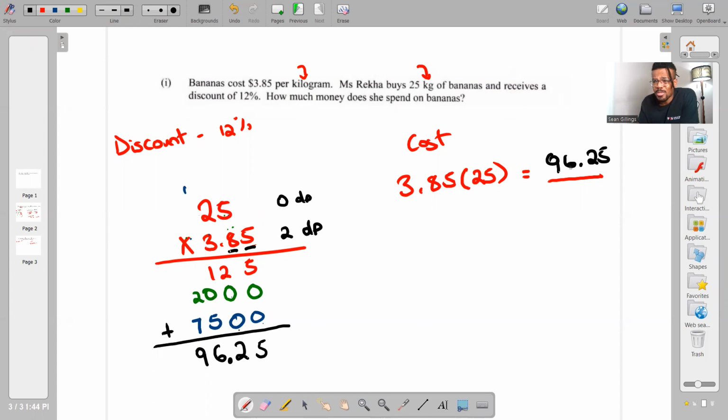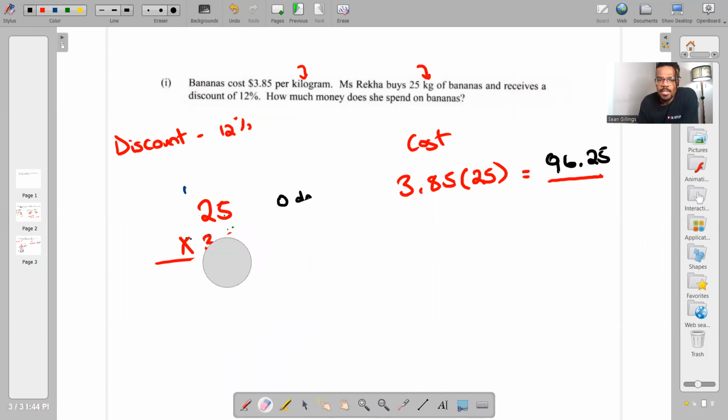And yes, of course, you can push your calculator just like this guy and get your answer if you need it to. But I don't like when my students are calculator dependent, meaning they don't even know how to calculate it for themselves. All right. Now, that part is done.